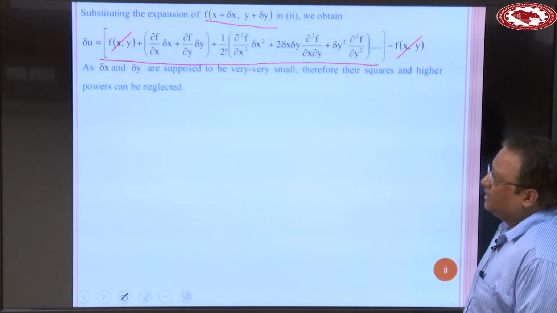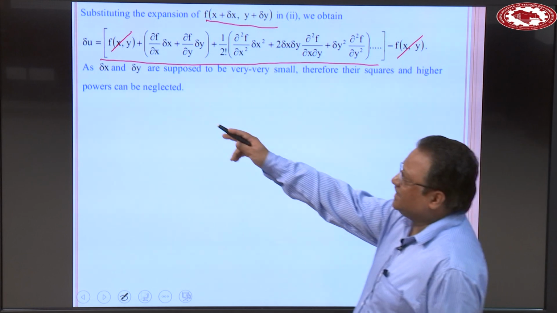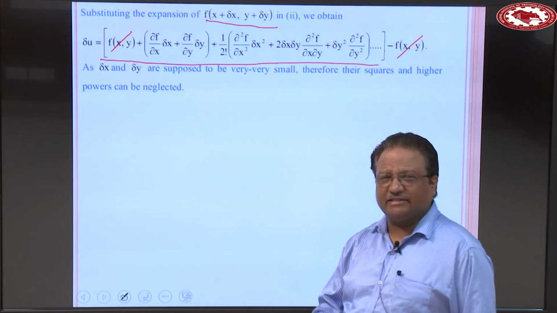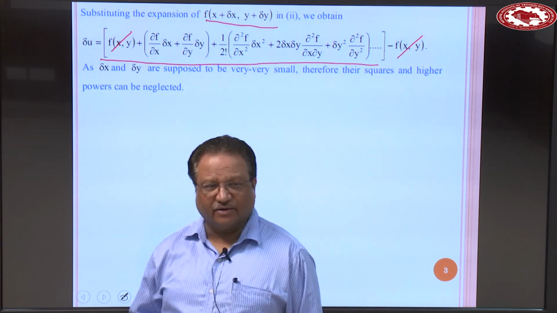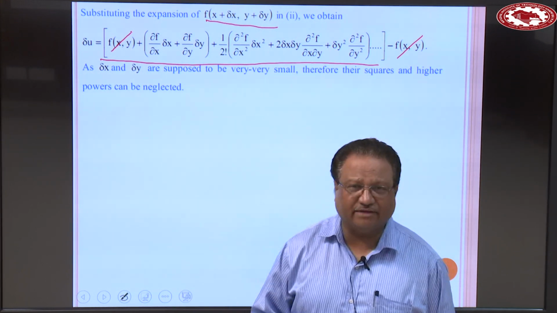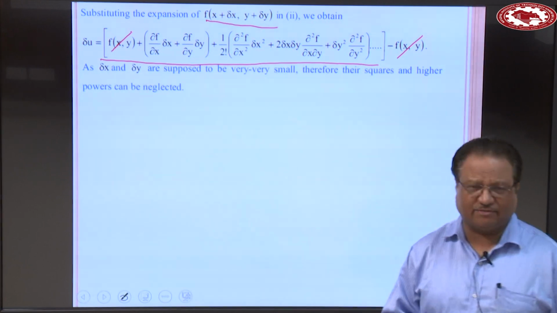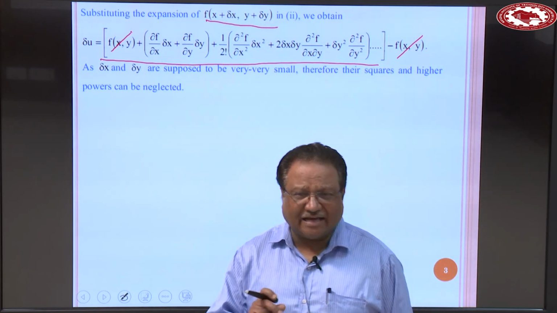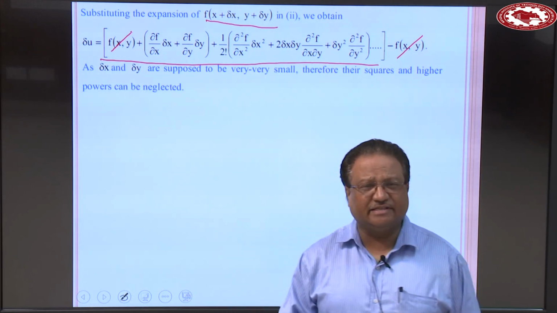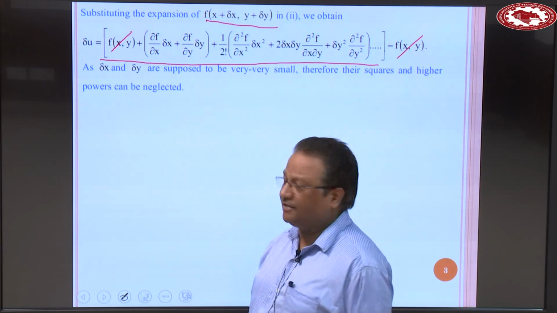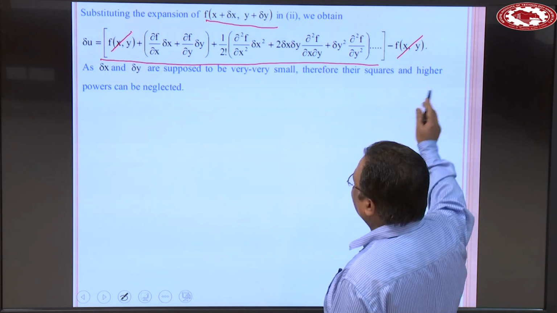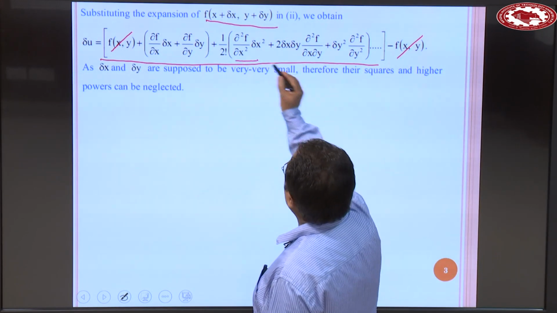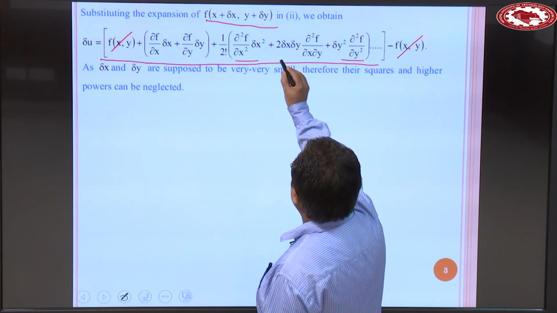Okay. Now as delta x and delta y are supposed to be very, very small, because these are the small increments in the values of x and y, and may be positive or negative, but delta x and delta y are very, very small. So when these two increments, these two errors are very, very small, this means their squares and higher powers can be neglected. This means that we can neglect this, we can neglect this, we can neglect this.